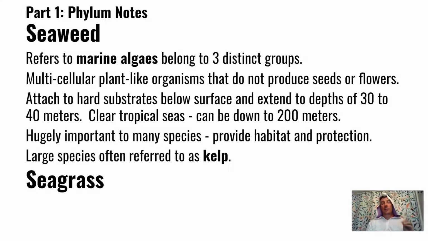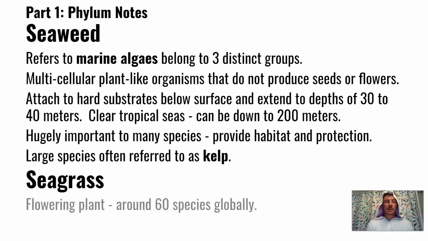And there are some marine plants. These are called seagrasses. These are not seaweeds because they are actual plants with roots and a vascular system. There are about 60 species globally. We have two here, and we will learn one today.